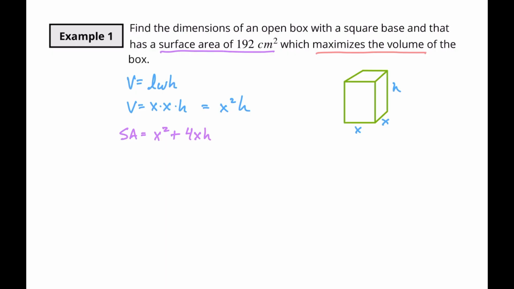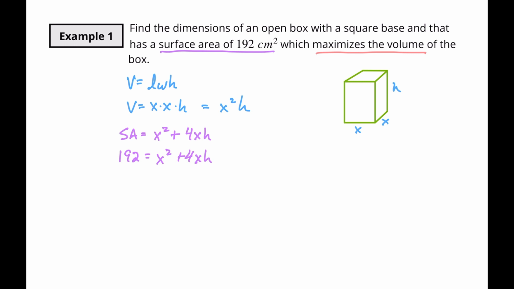So now you might start seeing we're going to connect these things through some constraints, through some common variables. Here we've got x's and h's used in both equations, and we also know that the surface area of this whole thing is 192. So we can actually make this 192 equals x squared plus 4xh.